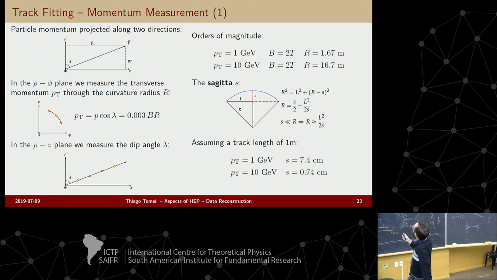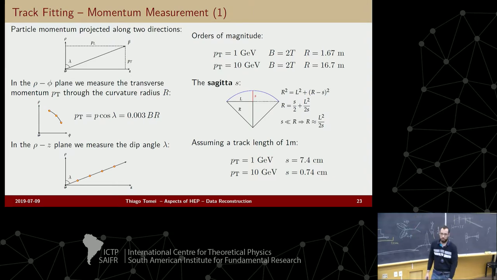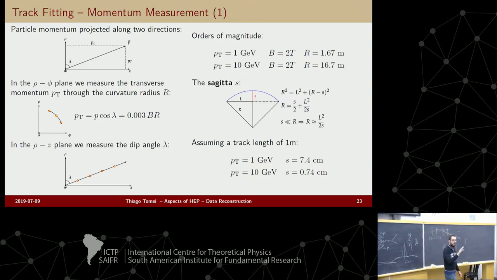No. The radius of gyration is proportional to the pT. The higher the momentum, the higher the radius of gyration. But the radius of gyration is this thing here. So you have the same arc length of the circle here, but now this radius is 10 times higher. So this blue part is almost straight. This S is very small. See what I mean now? Anybody else?